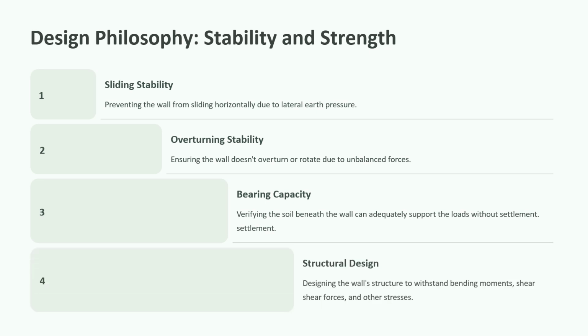For structural integrity, the wall must be reinforced adequately to handle bending and shear stresses while remaining serviceable. This means avoiding excessive deformation or cracking over time. These criteria form the foundation of retaining wall design, guiding engineers in creating structures that are both safe and efficient.